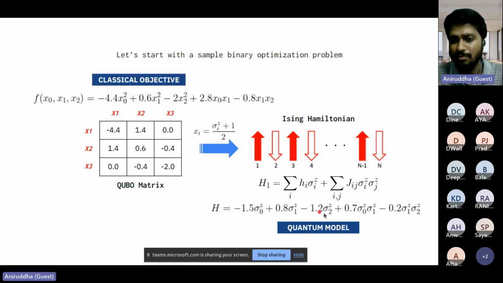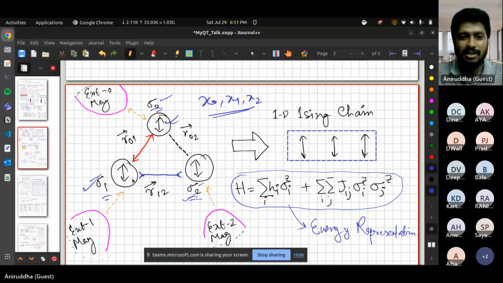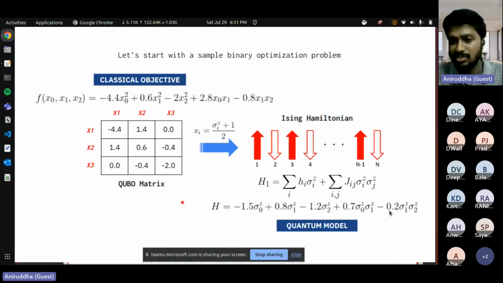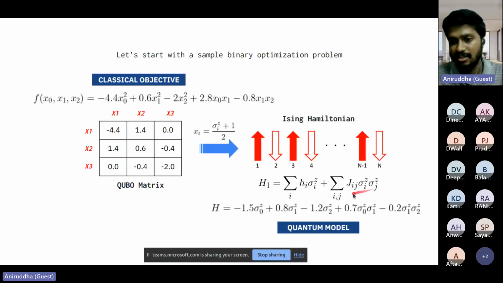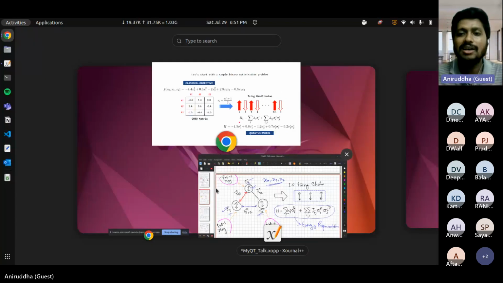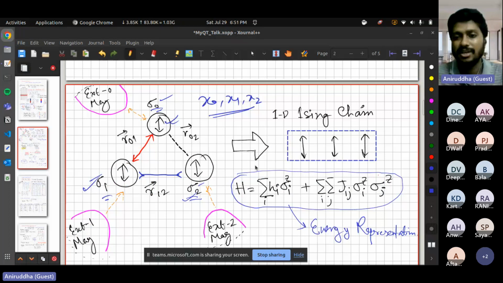And from the term sigma 2, you have 1.2, and for sigma naught, sigma 1, you have 0.7, and sigma 1, sigma 2, you have minus 0.2. Okay, so let's talk about these last two things first, and then I'll come to the three terms that we have additionally. These last two terms are basically cross terms where sigma naught, sigma 1 and sigma 1, sigma 2 are there.